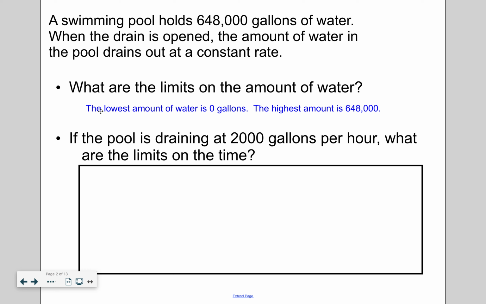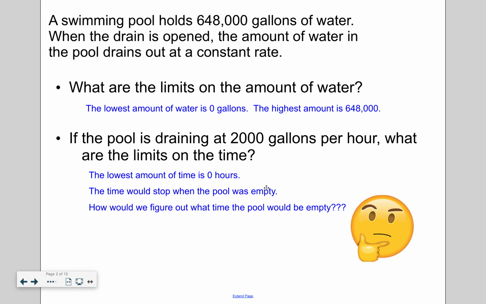So if the pool is draining at 2,000 gallons per hour, what are the limits on the time? So I know the limits on water is 0 to 648,000. So if the pool is draining at 2,000 gallons per hour, that means every hour there's 2,000 gallons less than there was the hour before that.